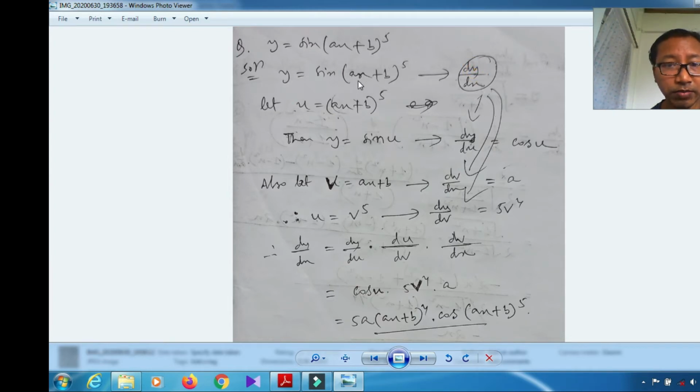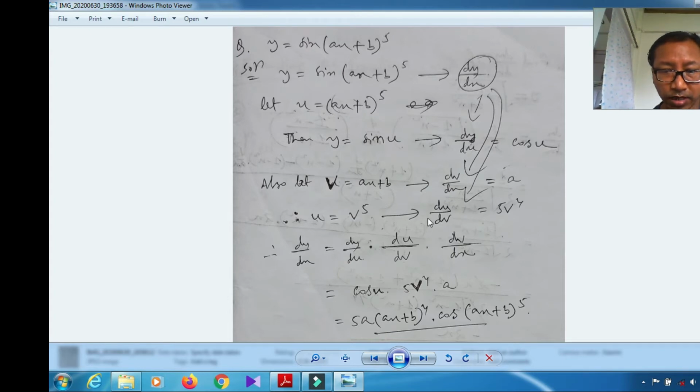We will take this part as u, the whole part, (ax plus b) whole to the power 5 is equal to u. Okay, then this y will become sine u. y and u is there, that means we are going to find dy by du. We will get cos u here. Then this part let us take as v, ax plus b equal to v. Then we will get dv by dx, which is equal to a. Then this u will become v to the power 5, and we will get du by dv, which is 5v to the power 4.